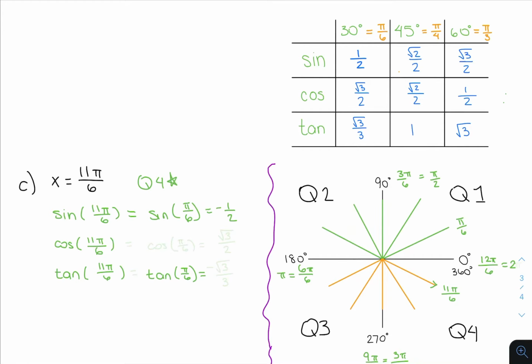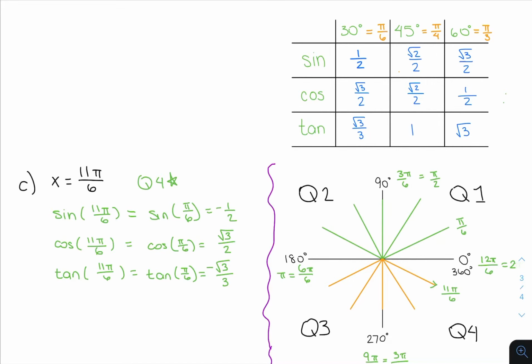So knowing what quadrant it's in is very important. And we can do the same thing for all the other trig functions. So for cosine of 11 pi over 6, that's the same thing as saying cosine of pi over 6. And cosine of pi over 6, we can see from the table, is square root of 3 over 2. And in quadrant 4, cosine is positive, so that stays positive. And tangent of pi over 6 is the square root of 3 over 3. And since it is in the fourth quadrant, it is negative.